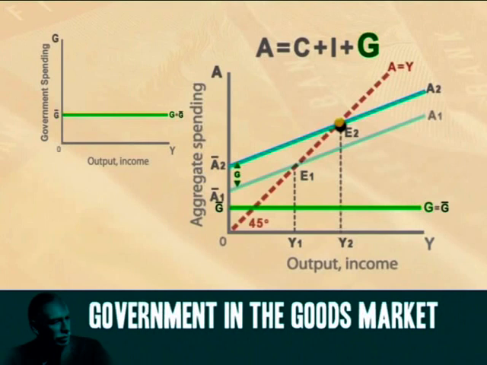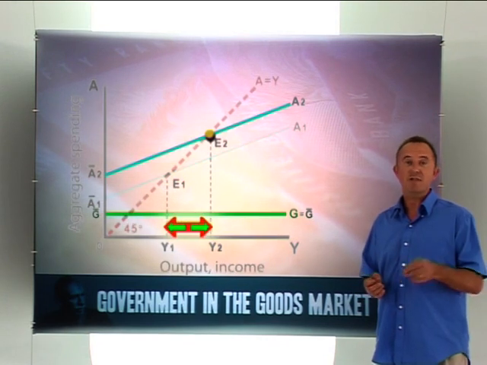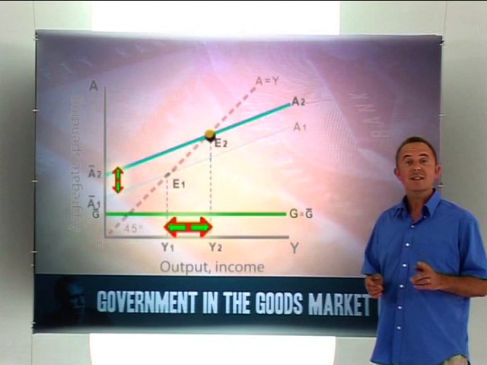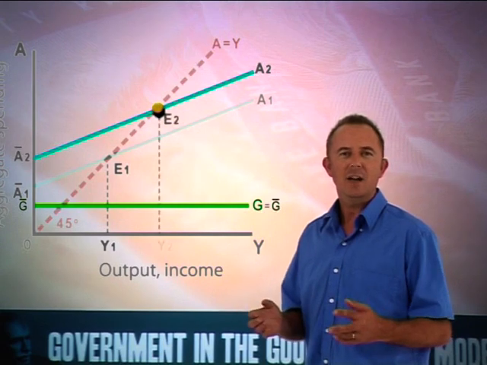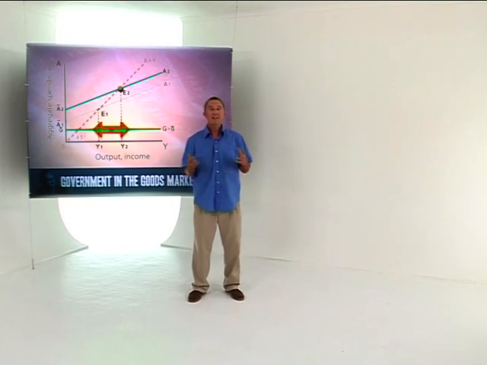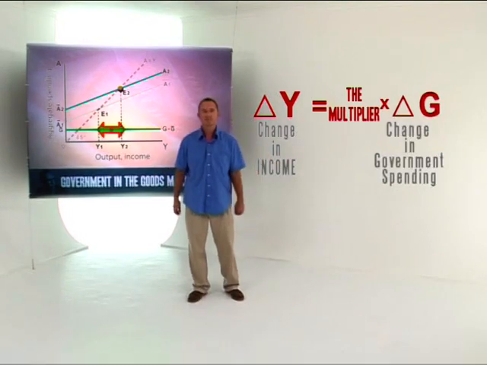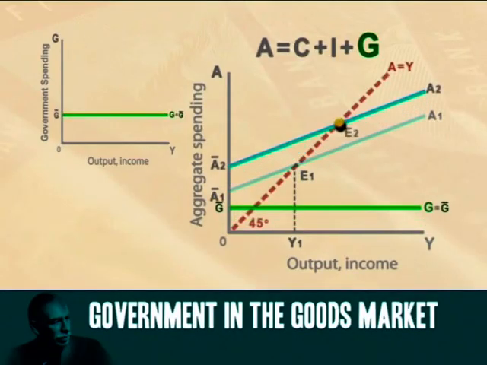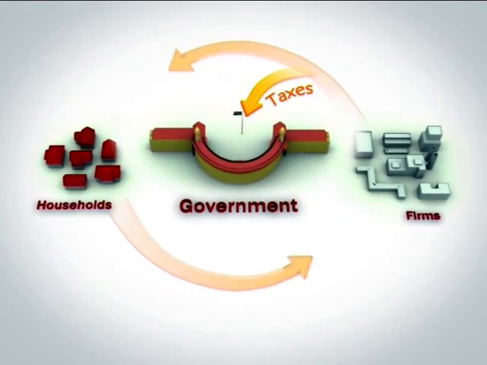Now, what's happened to the equilibrium level of income? Well, it turns out that the increase in income is greater than the additional government spending, and this is thanks to the multiplier effect in this model. As the levels of production and income increase in the economy, households increase their consumption spending. So the rise in income is therefore equal to the change in government spending multiplied by the multiplier. So government can stimulate the economy by increasing its expenditure, but what one hand giveth, the other taketh away. Let's see what the introduction of taxation does to our goods market model.